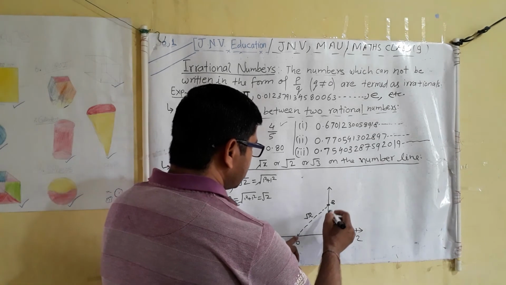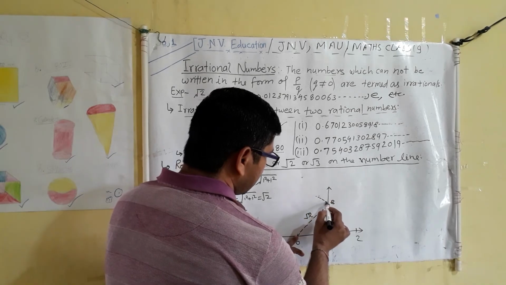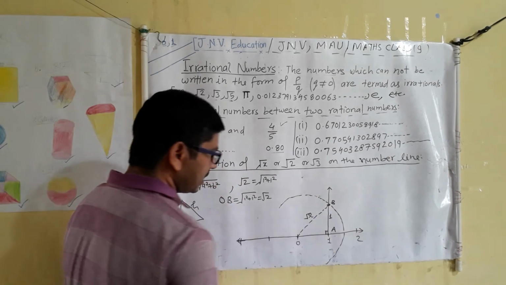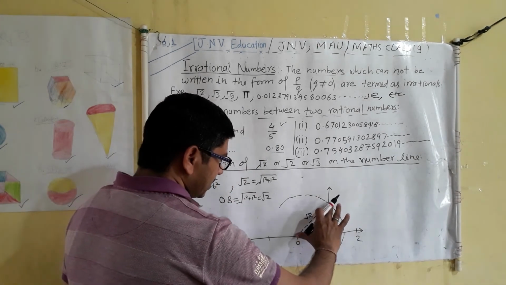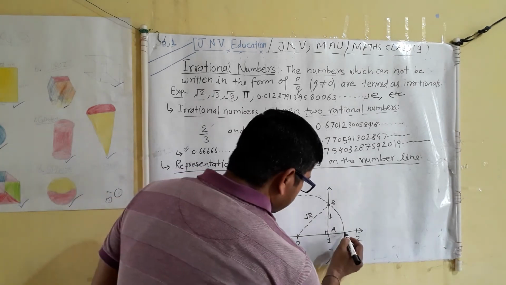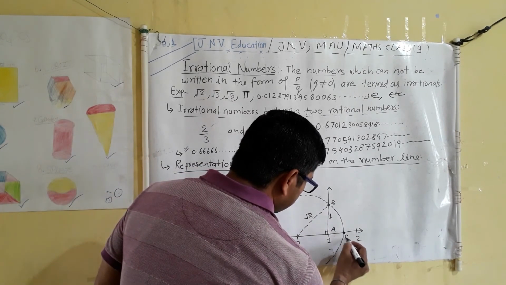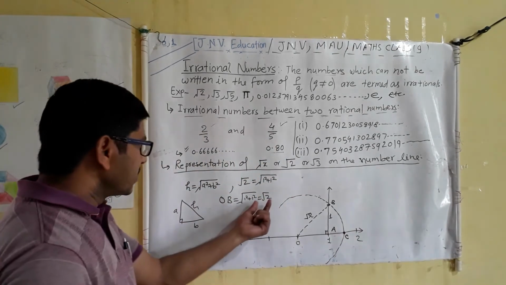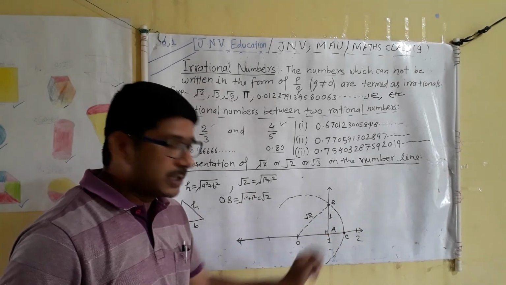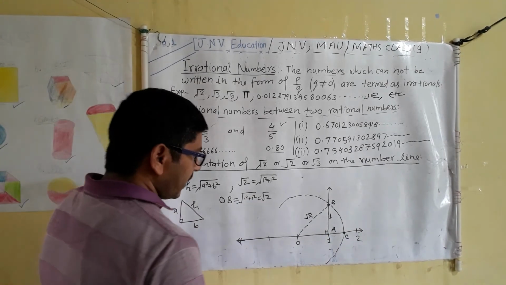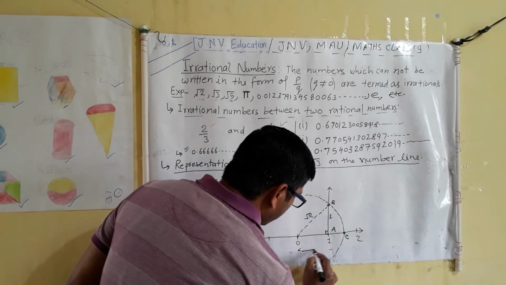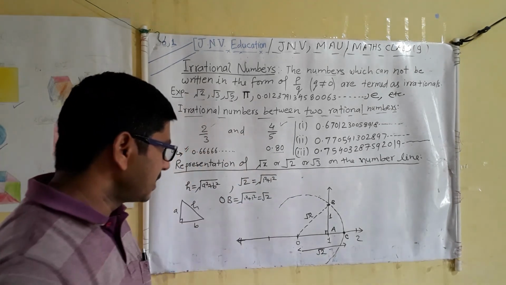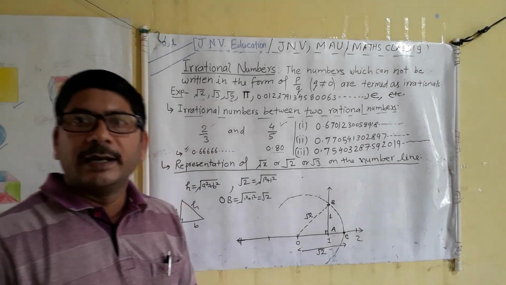So take OB as radius and draw a circle. If you complete it, you get a circle. This circle intersects the number line at C, and the point C lies between 1 and 2, and the value of square root 2 also lies between 1 and 2. So from O to C, this is square root 2. This is the representation of square root 2 on the number line.